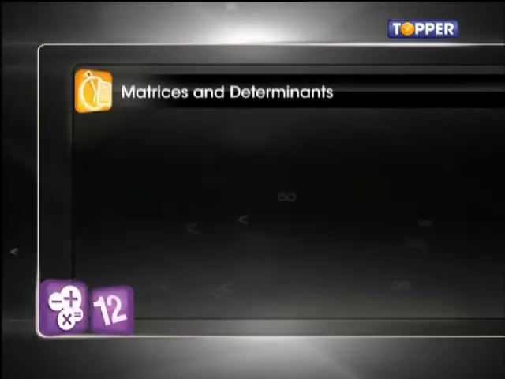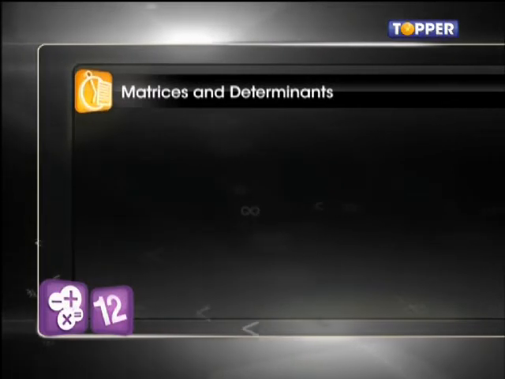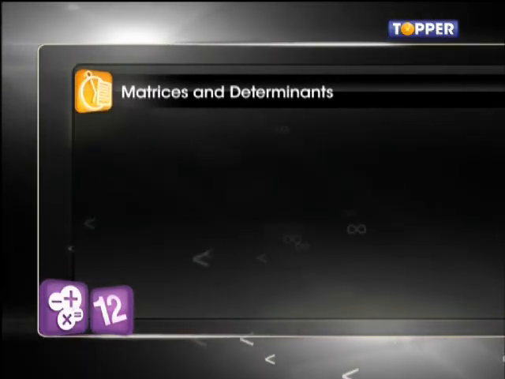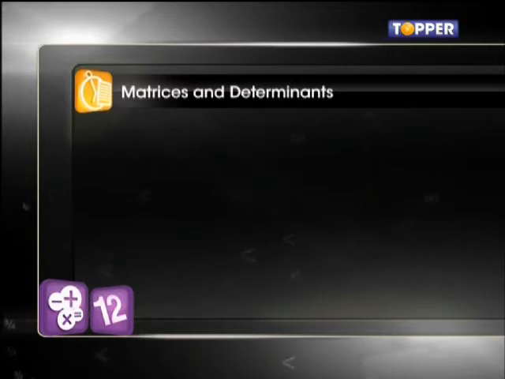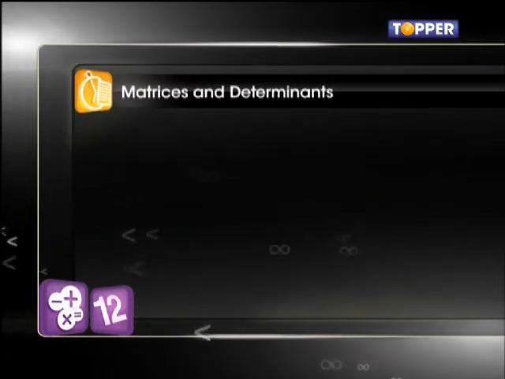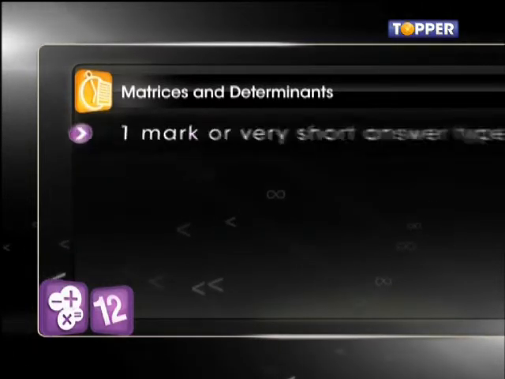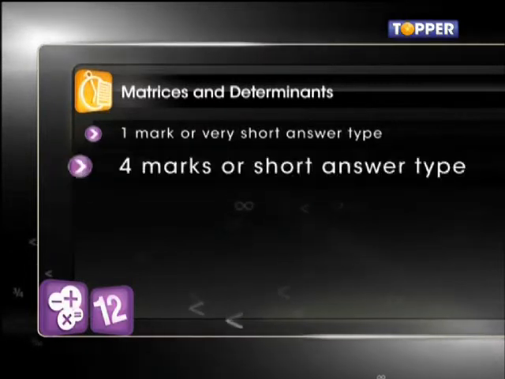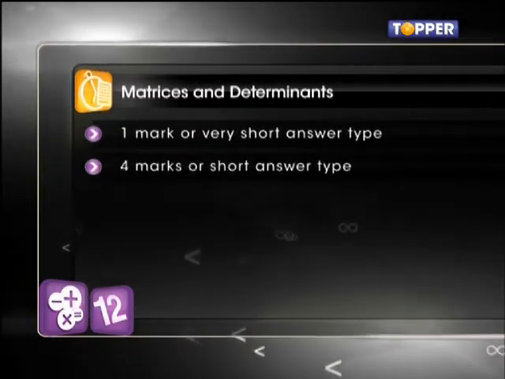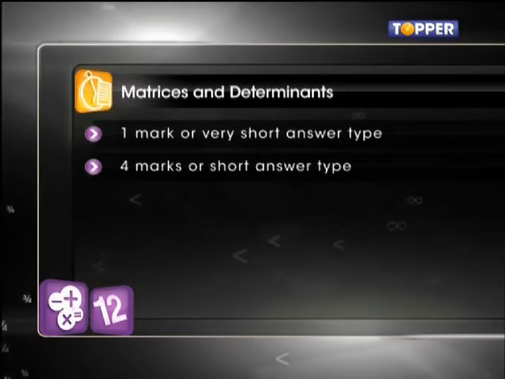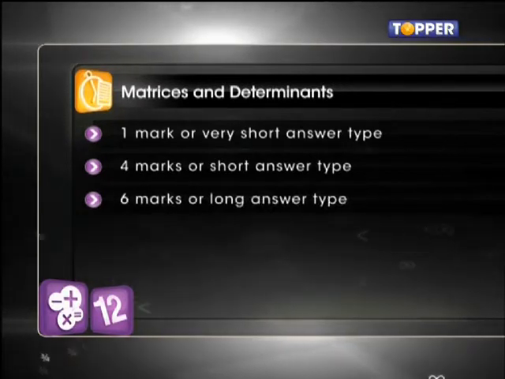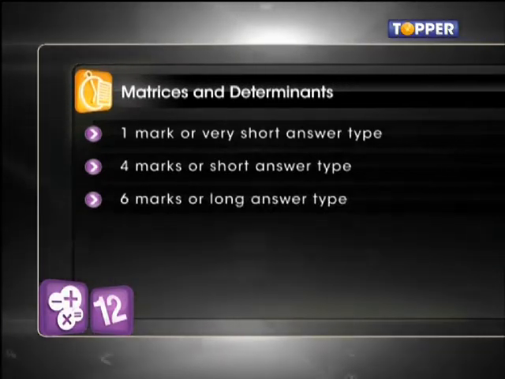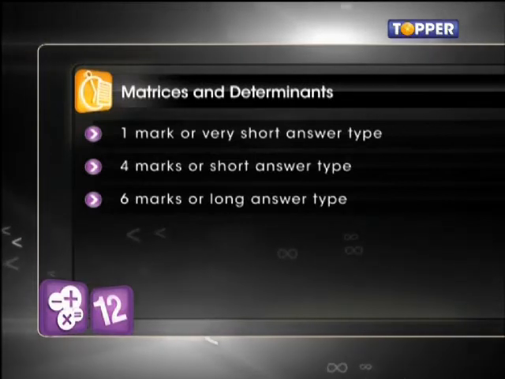But what you might not know is that starting 2008, CBSE has changed the marking scheme for this unit. The types of questions you can expect are very short answer types that are 1 markers or short answer types that are 4 markers. And watch out for those 6 markers. Out of the 7 6-mark problems in the question paper, 1 will be from this unit.